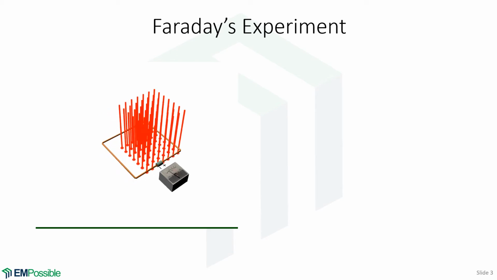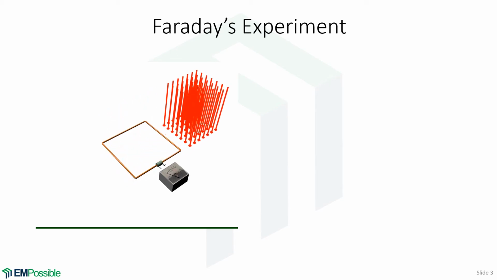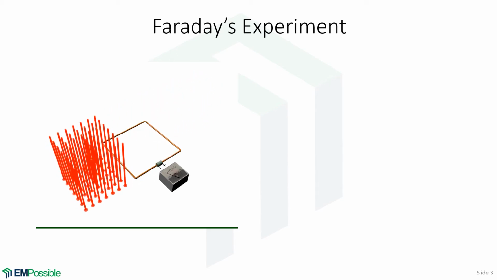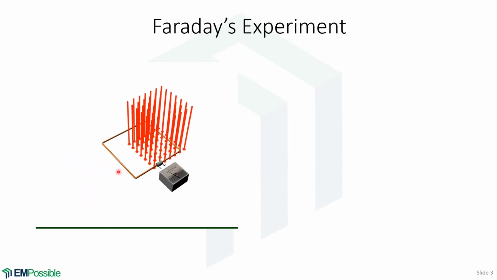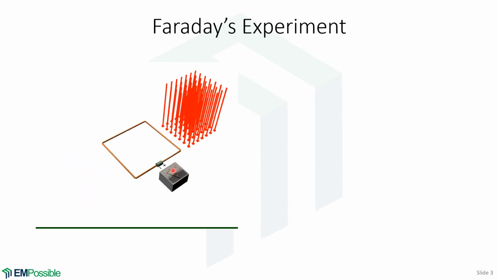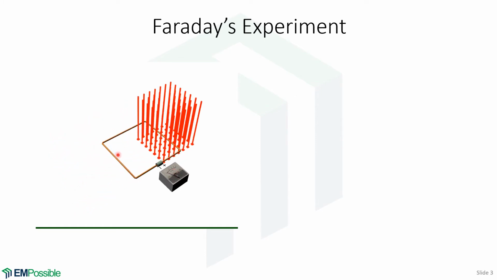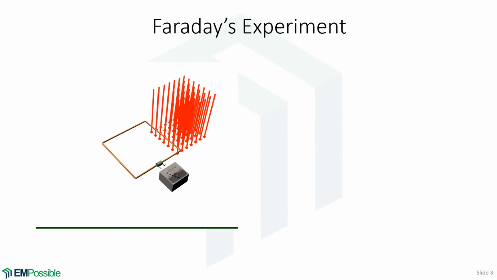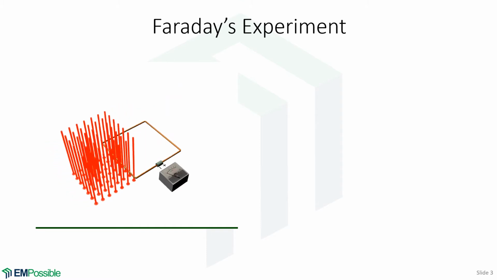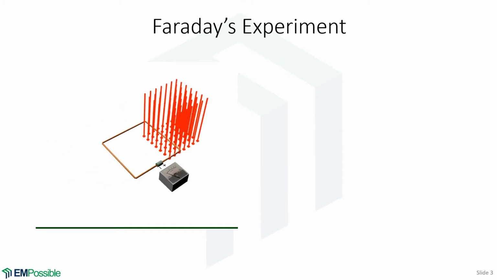So here is a cartoonized version of the experiment that Faraday performed. What we have is a loop of wire, and we're measuring the induced voltage on a voltmeter as we take a magnetic field and pass that over the coil. Now there are some observations that were made from this experiment.